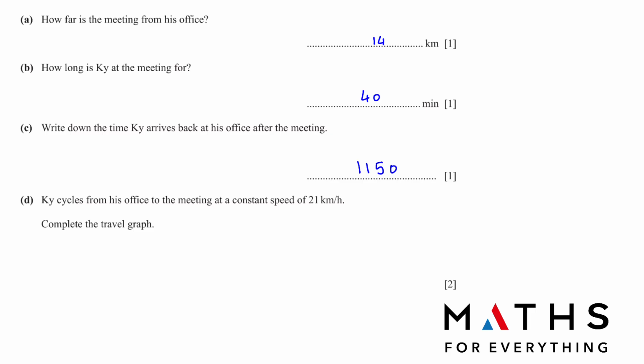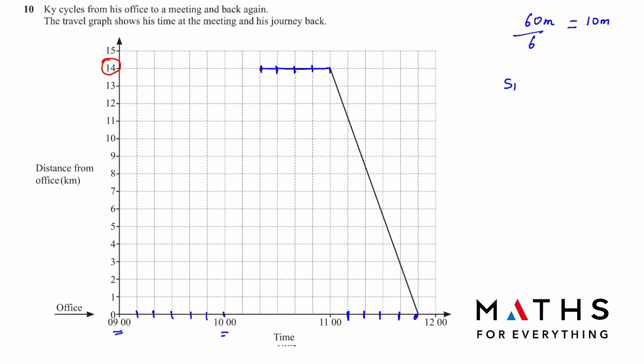For part D, Kai cycles from his office to the meeting at a constant speed of 21 kilometers per hour. His speed is 21 kilometers per hour. And we need to complete the travel graph. We know when he reached the meeting, when he reached the office. We need to know the time when he left the office. The distance we already know. Distance is 14 kilometers.